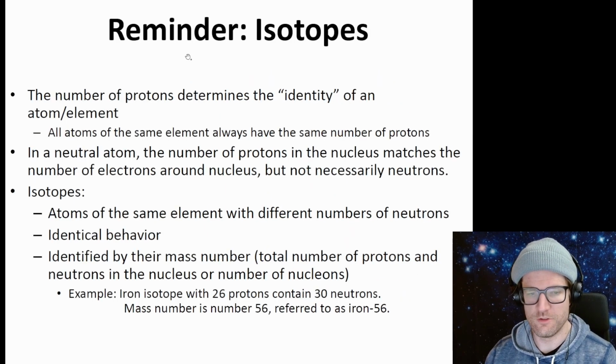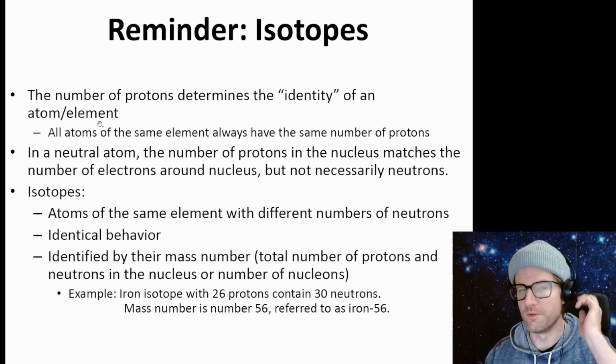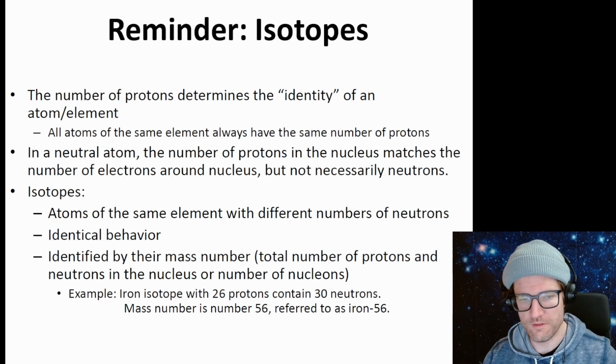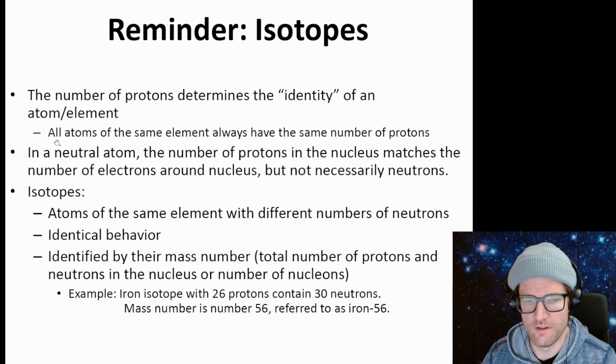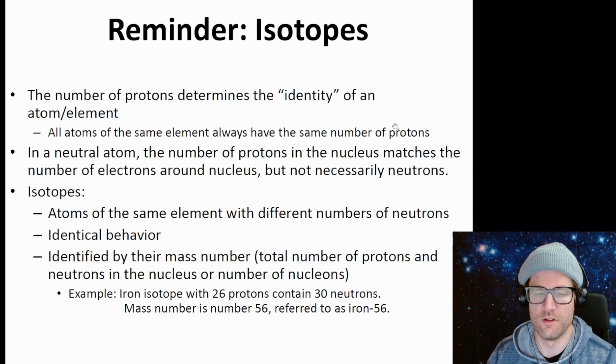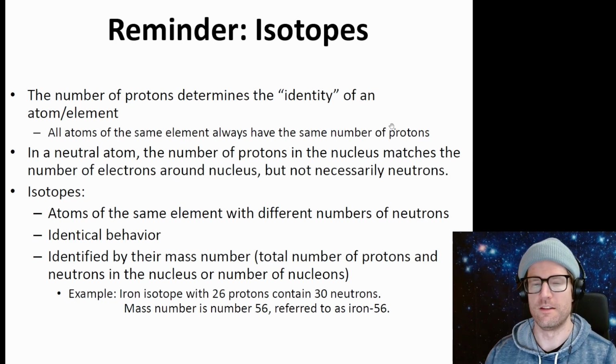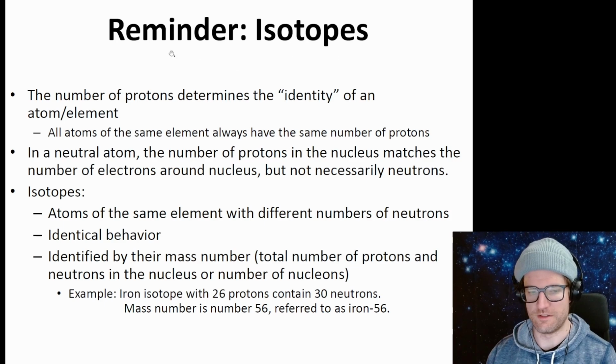A reminder about isotopes. The number of protons determines the identity of an atom. So the proton number determines what element we're talking about. And all atoms of the same element always have the same number of protons, but they can have differing numbers of neutrons. And the differing number of neutrons gives you different isotopes.